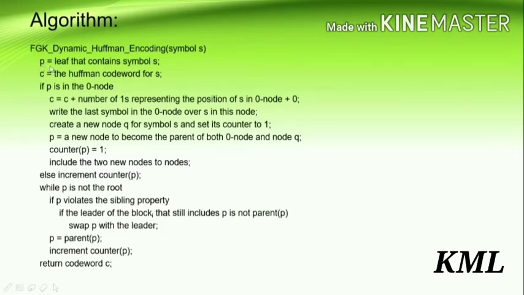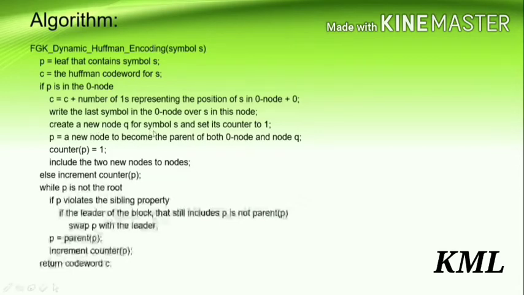So we have a function here with symbol S as the parameter. Then P equals the leaf that contains symbol S. C is the Huffman code word for S. Then this is the first condition: if P is in the 0 node, what do you do? C is the code word, so C equals C plus the number of ones representing the position of S in the 0 node plus an additional 0. Write the last symbol in the 0 node over S in this node.